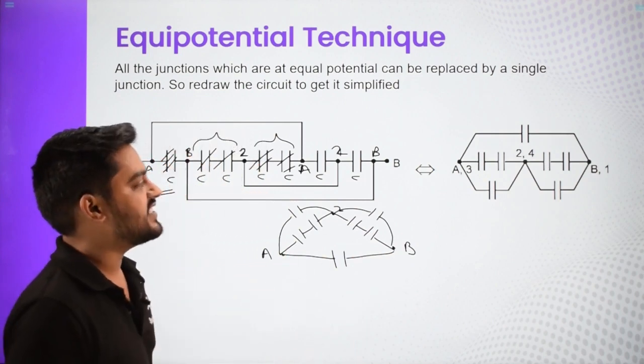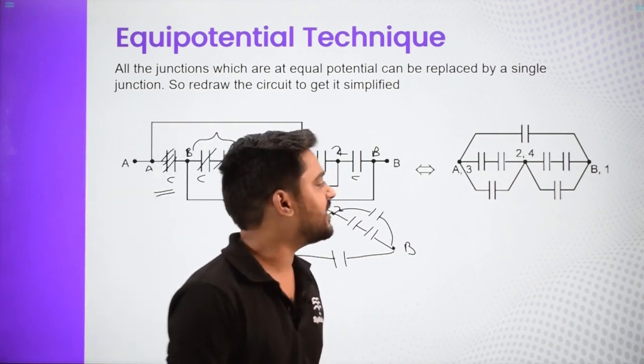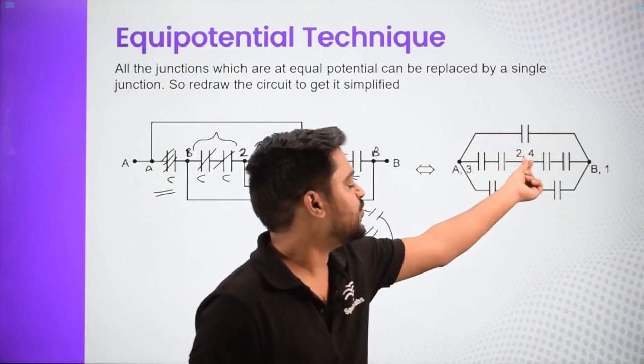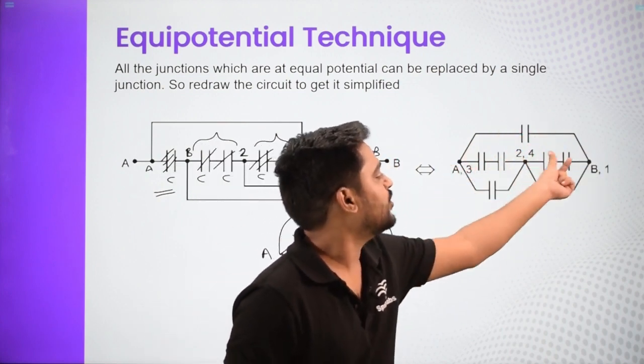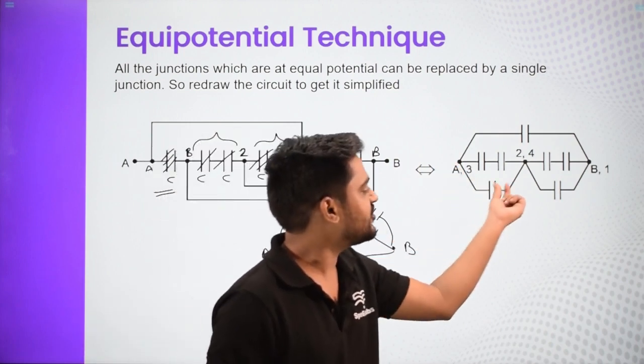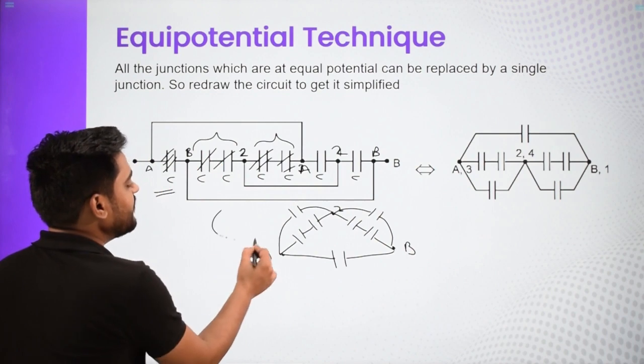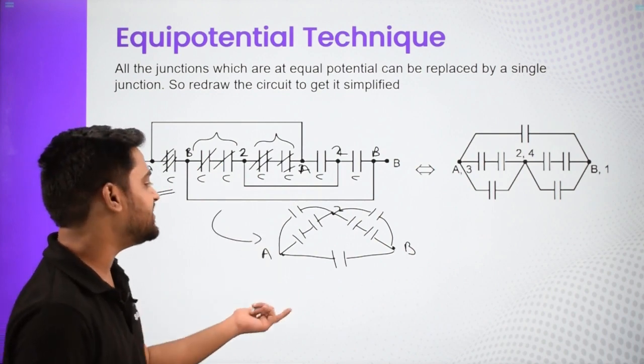So this is our circuit. This is what our circuit will become. So A to B, directly one capacitor is connected. From A to 2 and 2 to B, there are 2 and 2, and with each of them there is one in parallel. So this is a simplified circuit of this one. And now it can directly be simplified.